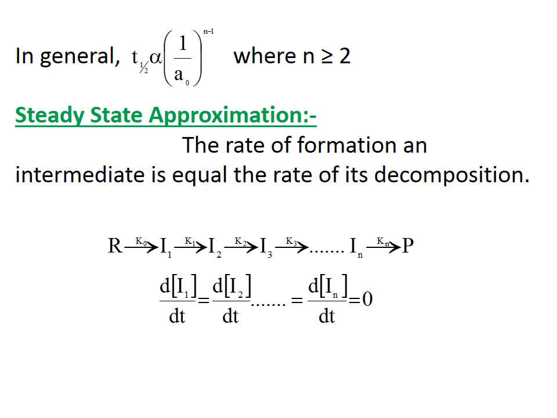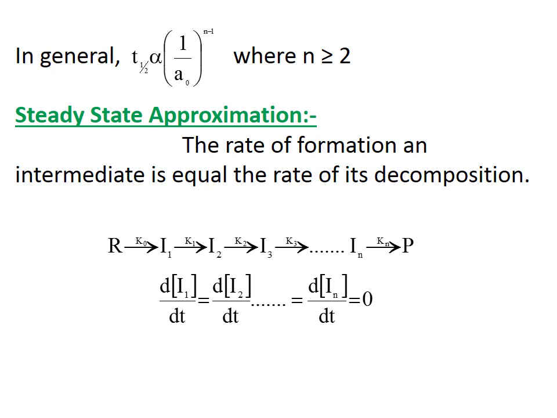Now we are going to discuss the steady state approximation. According to this approximation, the rate of formation of an intermediate is equal to the rate of its decomposition or the rate of its disappearance. Consider the reaction: the reactant R gives an intermediate I1, which gives intermediate I2, which gives the intermediate I3, and so on. Finally it gives a product.